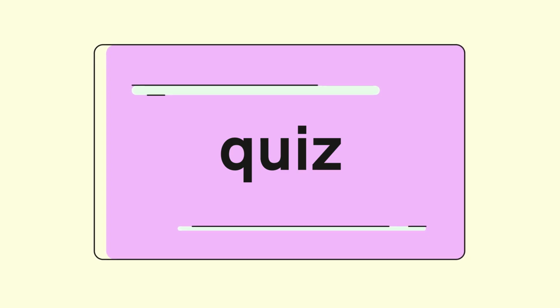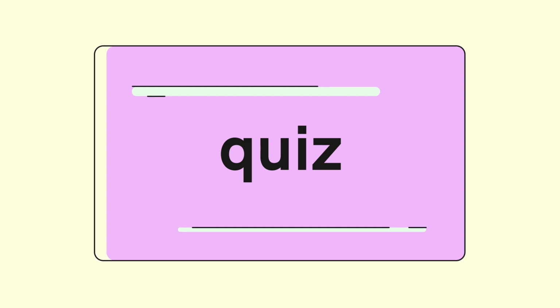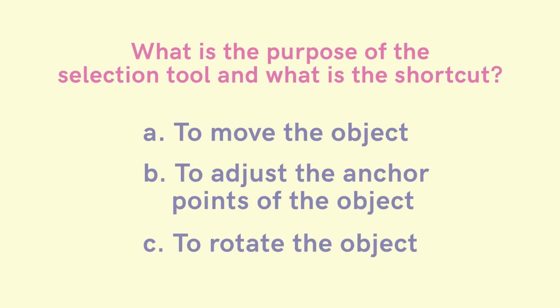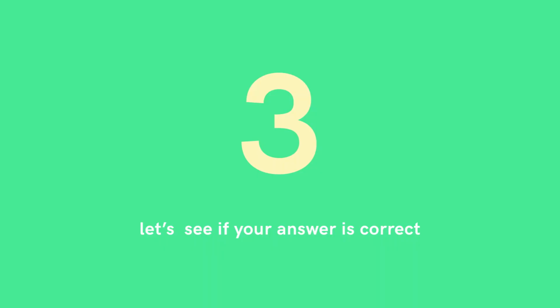Now let's do a little quiz to wrap up our understanding of the Selection tool. What is the purpose of a Selection tool and what is the shortcut? A. To move the object. B. To adjust the anchor points of the object. Or C. To rotate the object.